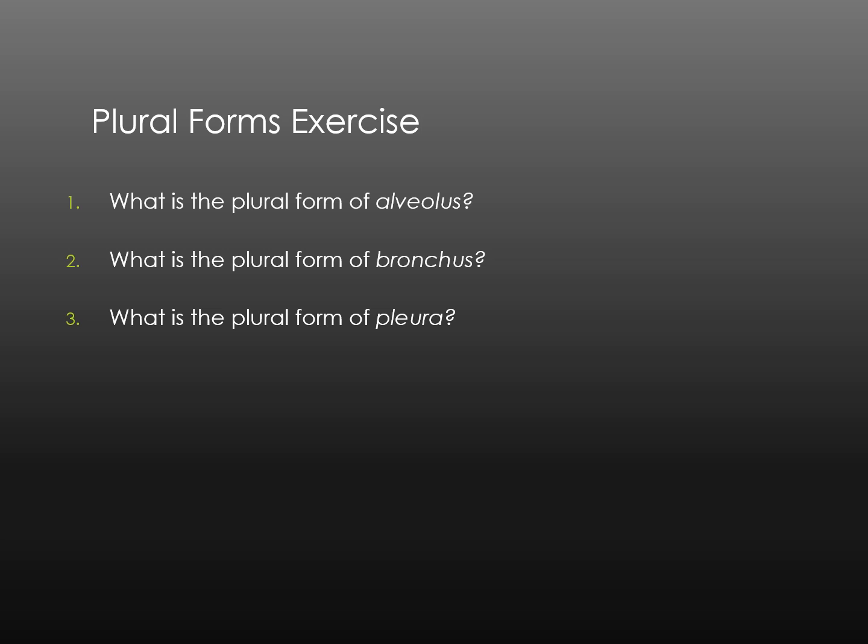So in this chapter, we have the terms alveolus, the air sacs, bronchus, the airway, pleura, the lining of the lungs. Let's review our plural forms. What do you think is the plural of alveolus or bronchus or pleura? So think about that for a second. I hope you recall your unusual plural forms. So the plural forms are alveoli, bronchi, and pleurae.